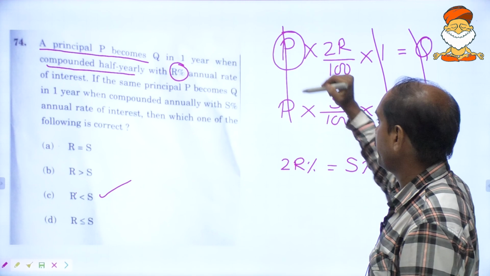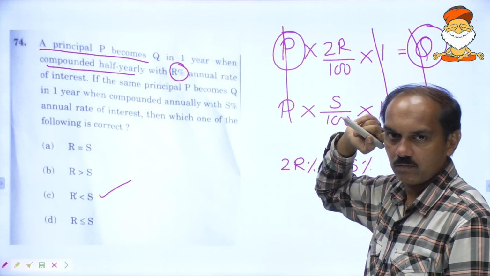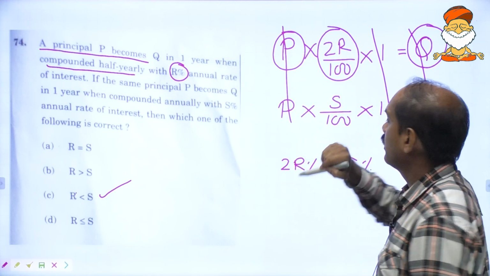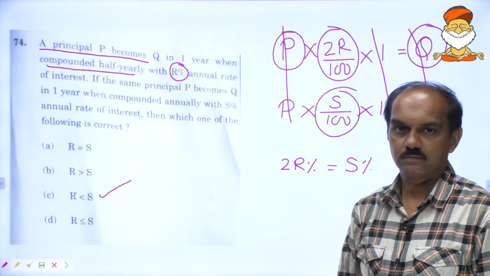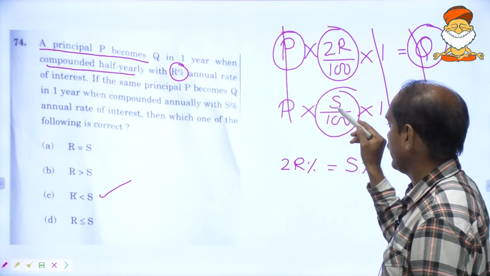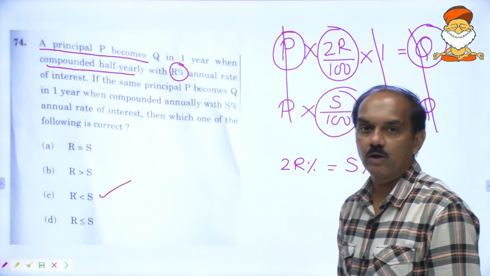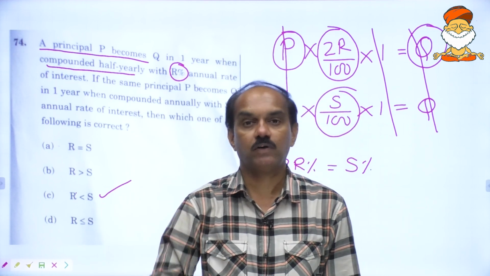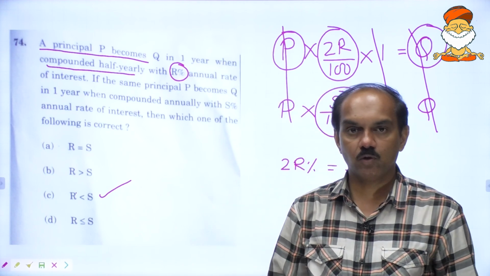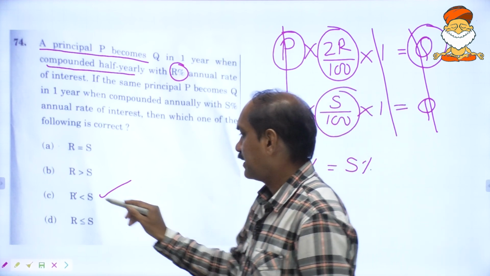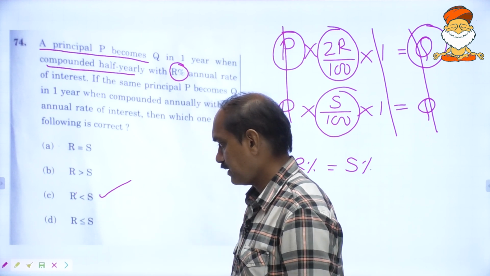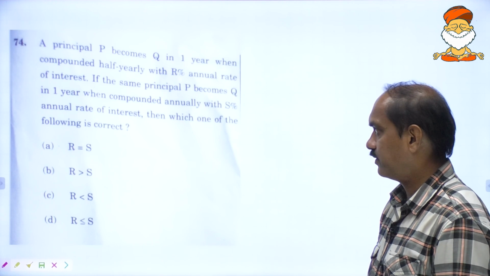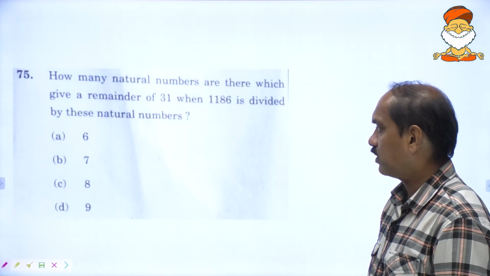Your principal amount P will become Q when? If you go with 2R%, if you go with S%, both are the same. So 2R and S need to be equal to each other. S is equal to 2R. S means double of R, meaning S is more, R is less. R is less than S. That is the final answer. This is everything about problem number 74B. Moving on to the next one.